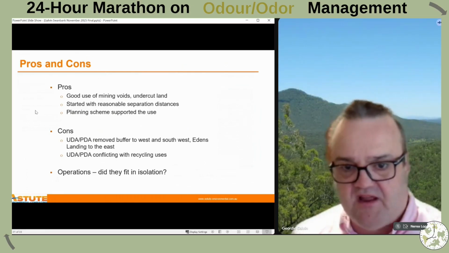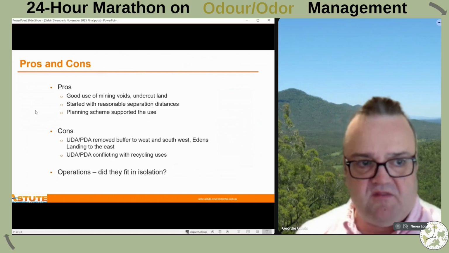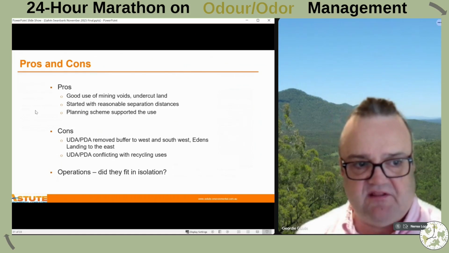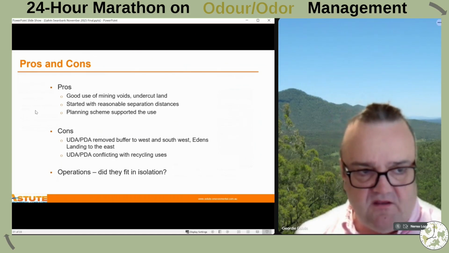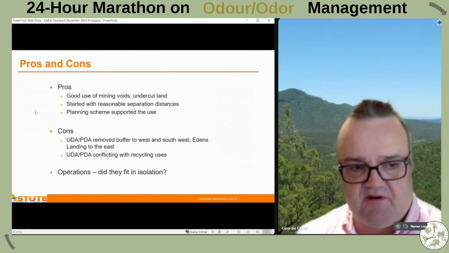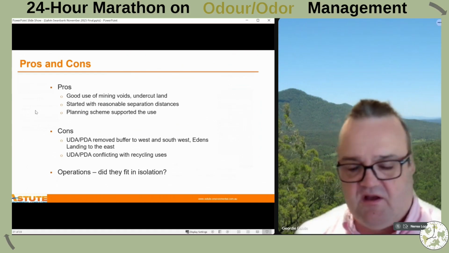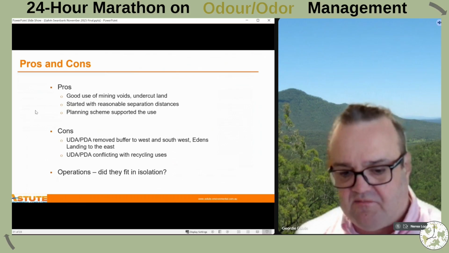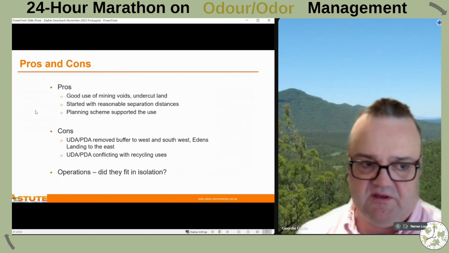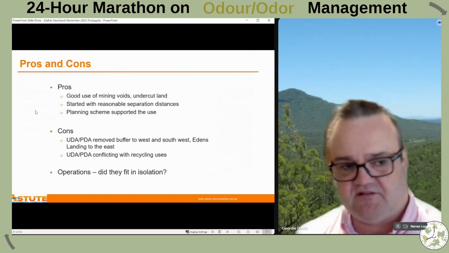The con or downside to the area as it used was that the urban development area and preferred development area took away the buffers around the site. So it was enshrined in the planning scheme, but then the buffers disappeared. And that's how we got the conflicts occurring here.